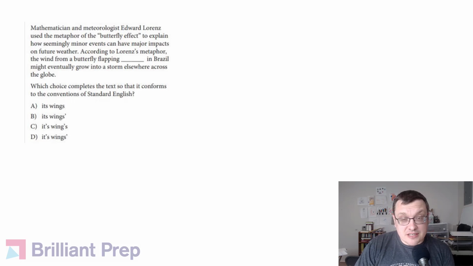This question is testing the rules for proper apostrophe usage to show possession in the general case and in the specific case of its versus it's. So let's begin with the general case. Do we need an apostrophe S or an S apostrophe on wings? Is it possessing something? Or do we not need an apostrophe at all? In which case, we would go with A.